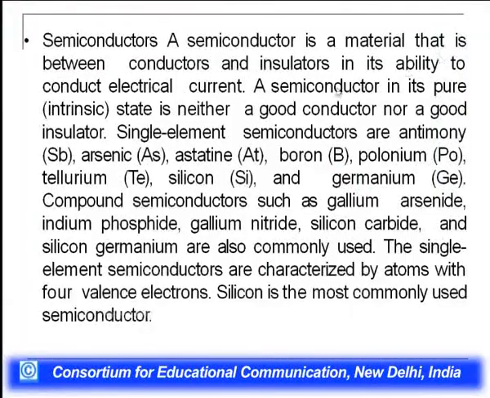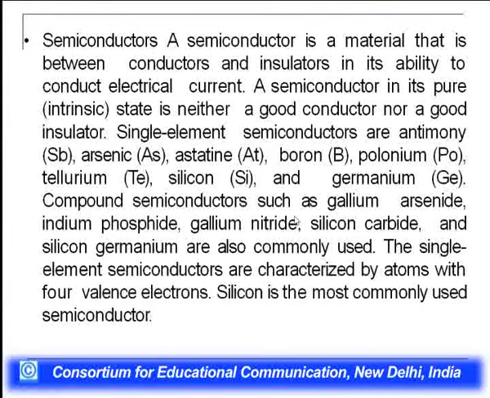And semiconductors. A semiconductor is a material that is in between the conductors and the insulators in its ability to conduct electric current. The semiconductor in its pure intrinsic state is neither a good conductor nor a good insulator. The single element semiconductors are antimony, arsenic, boron, polonium, tellurium, silicon and germanium. These are examples of semiconductors, and the most commonly used semiconductors are silicon and germanium.